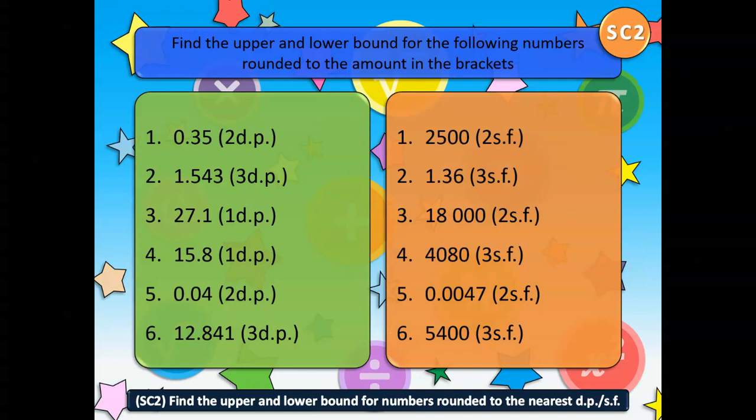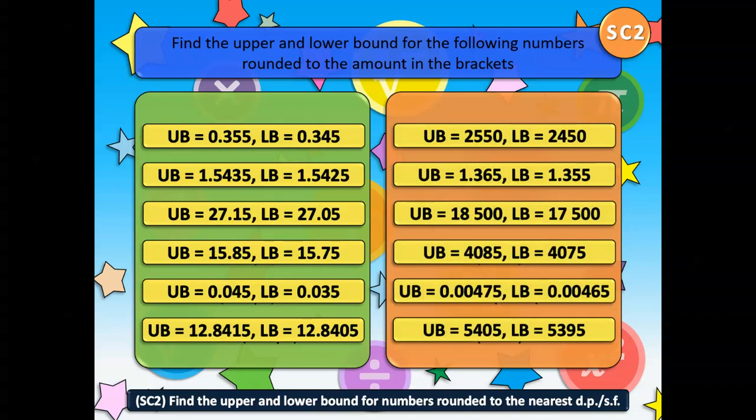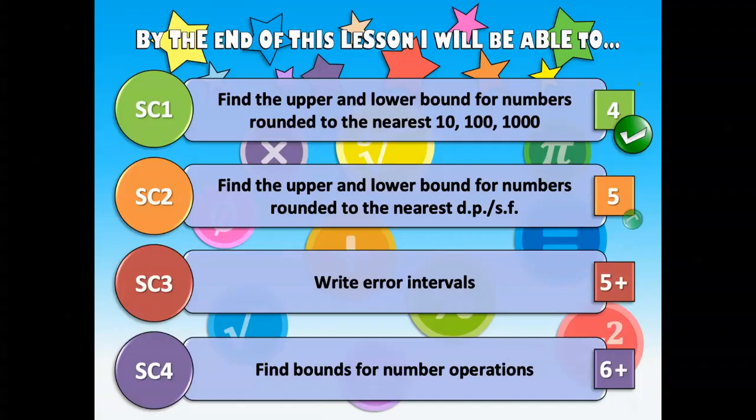Here are some questions for you to have a go at. Pause the video, and when you're ready to mark your work, press play. Here are your answers. So there's your green answers, and there's your amber answers. And now we've completed success criteria 2.